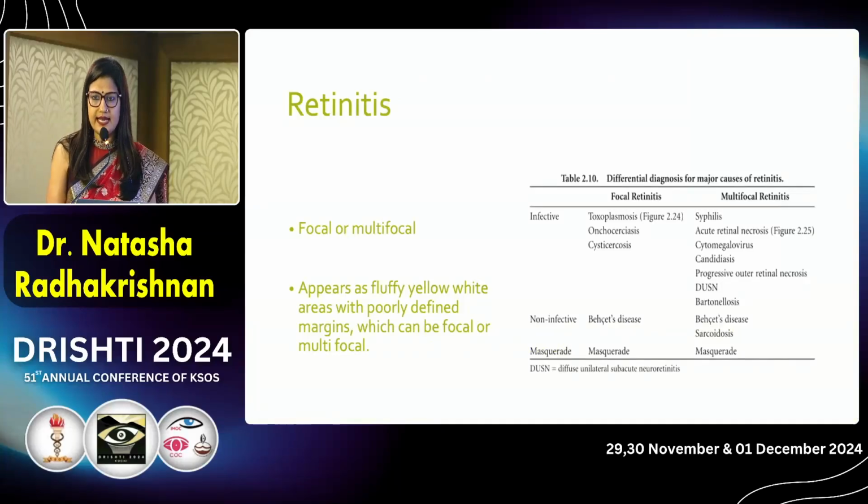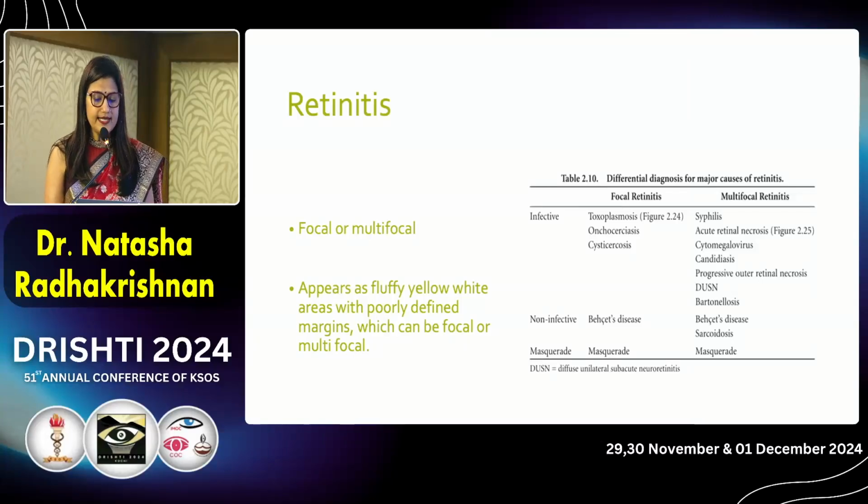Now, if it is a retinitis, then your point of focus should be, is it a focal retinitis or a multifocal retinitis? Are there multiple areas of retinitis? They appear as fluffy yellow-white areas with poorly defined margins, which can be focal or multifocal. The differentiating point between retinitis and choroiditis in your clinical examination is that retinitis will obscure the overlying vessel. In choroiditis, usually the overlying vessel will be clearly visible. So that is one point. There are a lot of other points also, but that is one point you can keep in mind.